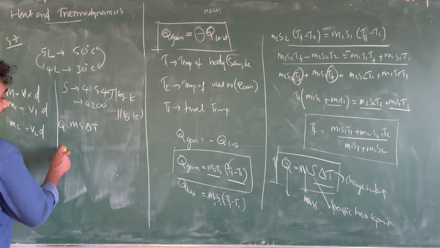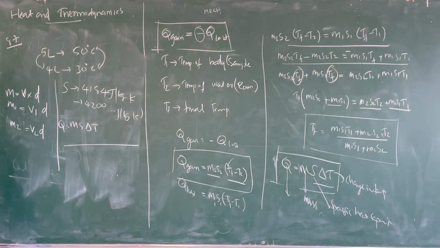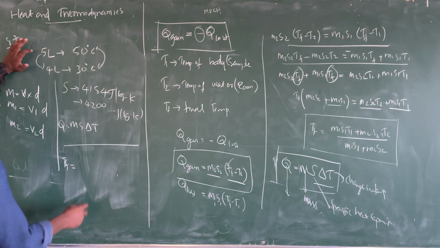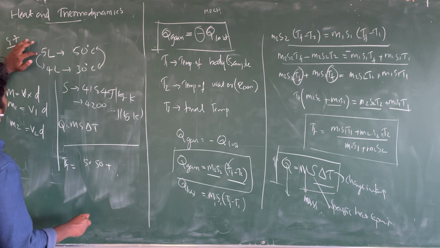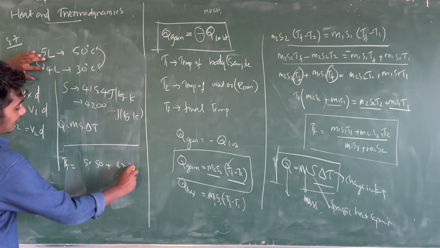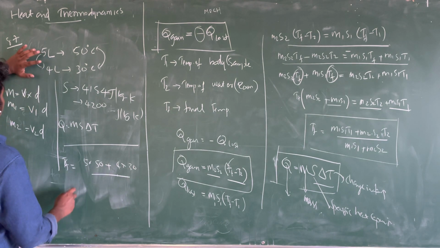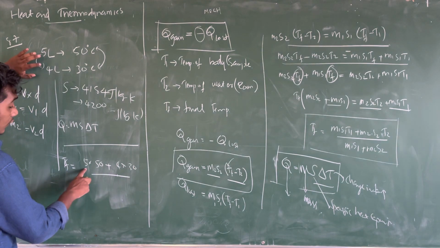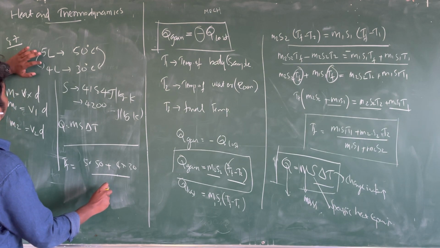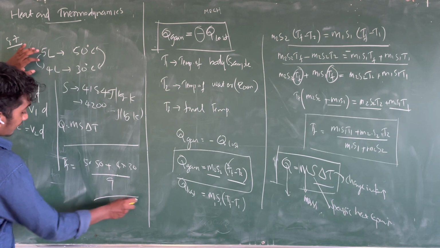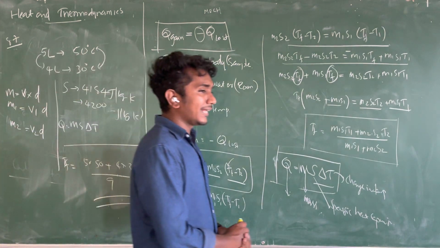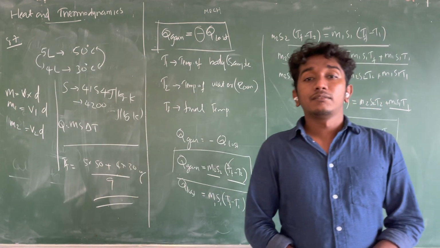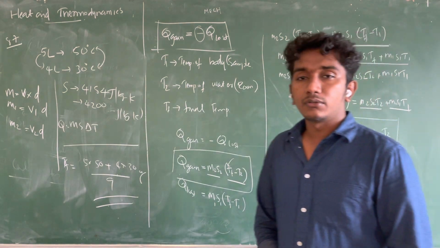So I will solve this. Okay, no problem. T final is equal to, at least do the numerical: 5 into 50 plus 4 into 30, divided by 5 plus 4. 5 plus 4 is 9. So this is the value, this many degrees Celsius. Okay, so all of you do it. It's a very easy question. Then we will see the next topic in the next video. Okay, thank you.